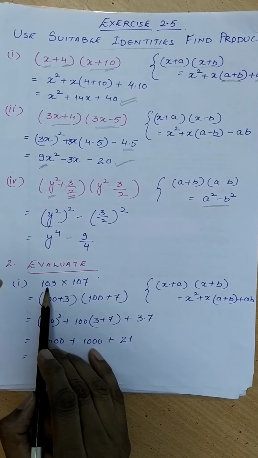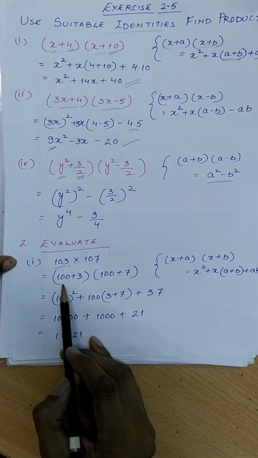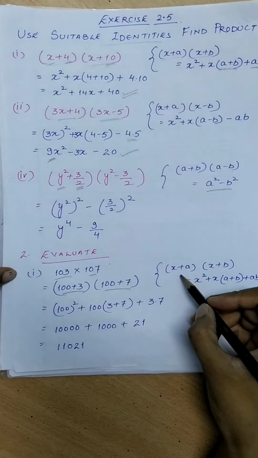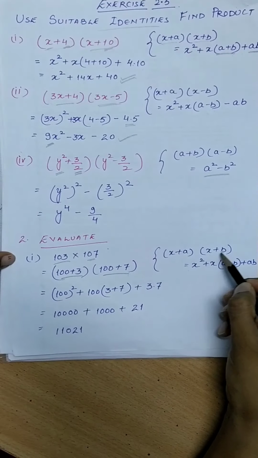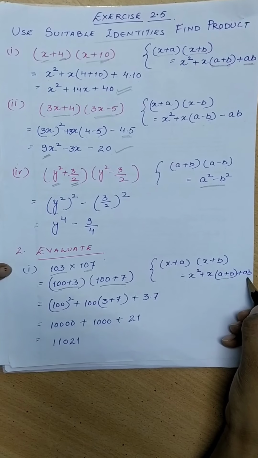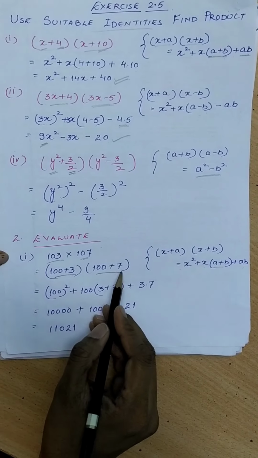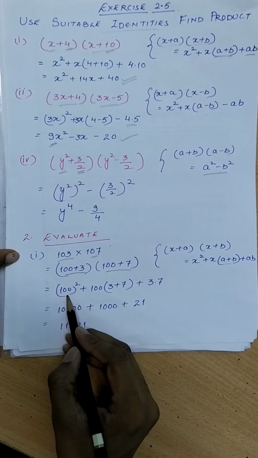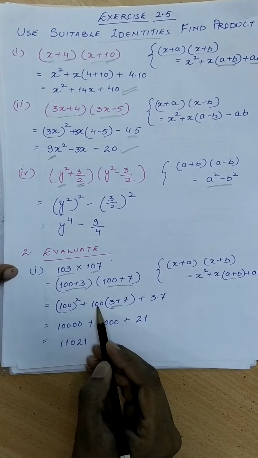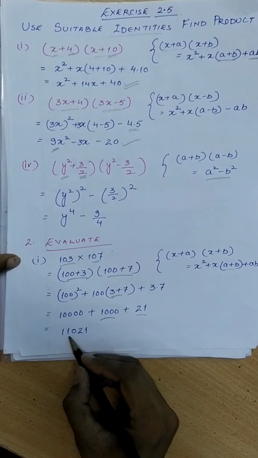Now the next question is we have to evaluate 103 into 107. Again we'll use identity here. So 103 you can write 100 plus 3, and 107 you can write 100 plus 7. Again the same identity we can use, that is (x plus a) and (x plus b). And what is it? X square plus x(a plus b) plus a into b. In place of x, 100 here. In place of a, 3. In place of b, 7. When you put, 100 square plus 100(a plus b) plus a into b. So this is 10, and 10 into 100, 1000, and 3 sevens are 21. When you add them, answer will be 11021.